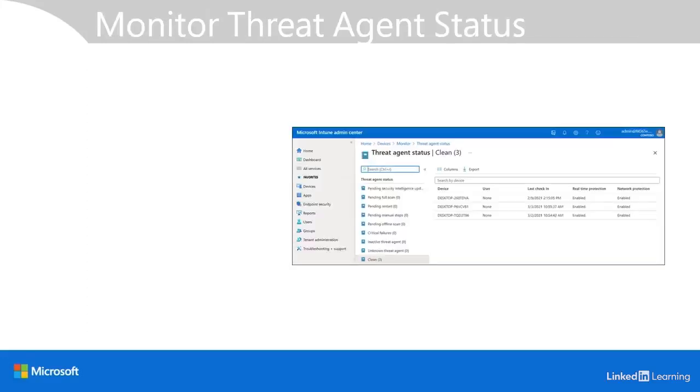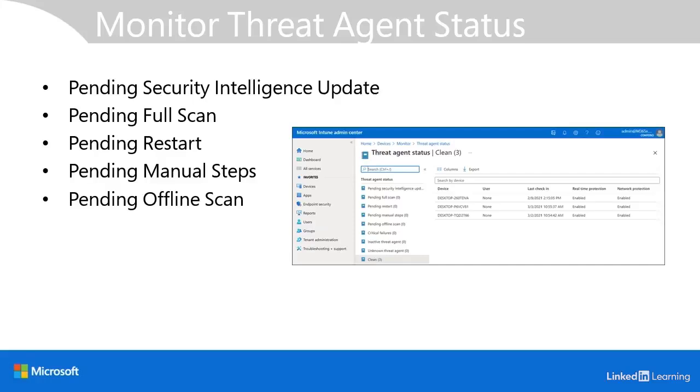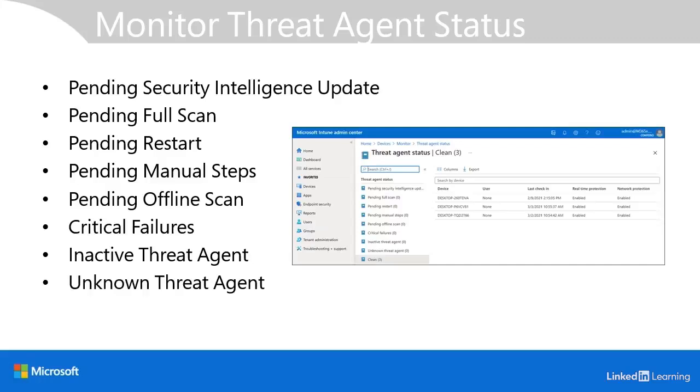Intune Admin Center also enables you to review the threat agent status of your devices. This will provide information about pending security intelligence updates, pending full scans, pending restarts, pending manual steps, pending offline scans, critical failures, inactive threat agents, unknown threat agents, and the status of the device being clean.